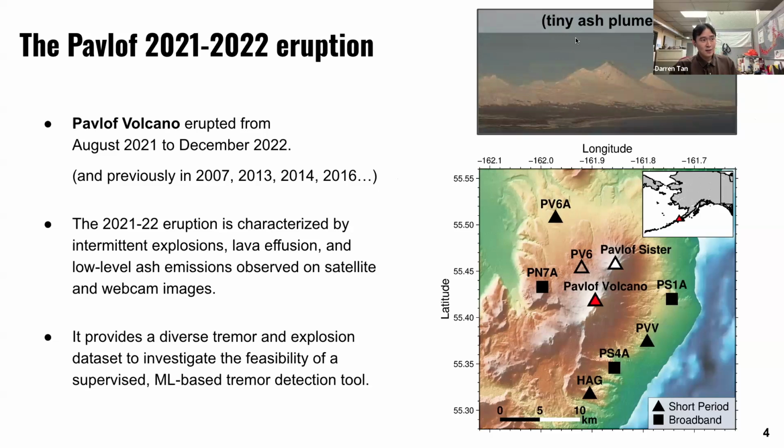So the 2021 eruption is characterized by intermittent low-level explosions and lava effusion. You might see the GIF here at the top, showing these little puffs coming out of Pavlof volcano, which from a volcano standpoint is kind of pathetic, but it's long-lived and low level, and it gives us a lot of signals to work with. And this, coupled with the pretty well-maintained network of the time over that 1.5-year-long eruption, really presents a really good opportunity to explore the feasibility of ML tools in characterizing the eruption in both tremors and explosions.